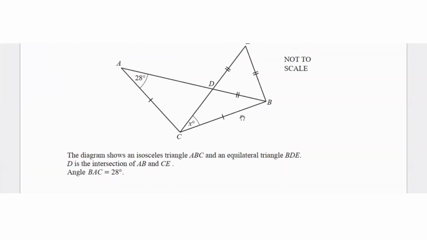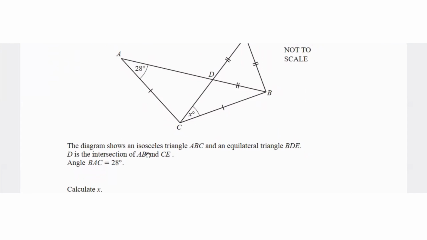Question 5 says that the diagram shows an isosceles triangle ABC and an equilateral triangle BDE. D is the intersection of AB and CE. Angle BAC is 28. Calculate X.